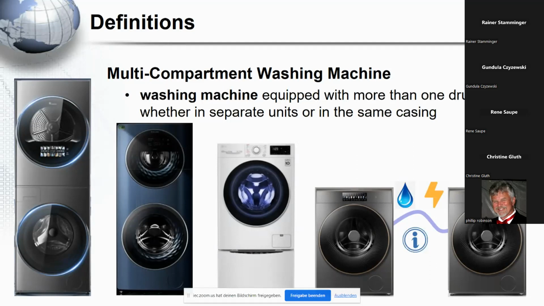Here you can see some examples of a multi-compartment washing machine. So basically it's every machine with more than one drum. It doesn't actually matter if it's in one casing or in separate housings. So you can see the examples here. Can be two machines stacked together, can be two drums in one cabinet, can be as well a kind of pedestal washing machine, but can be as well two separate machines connected and sharing some means.